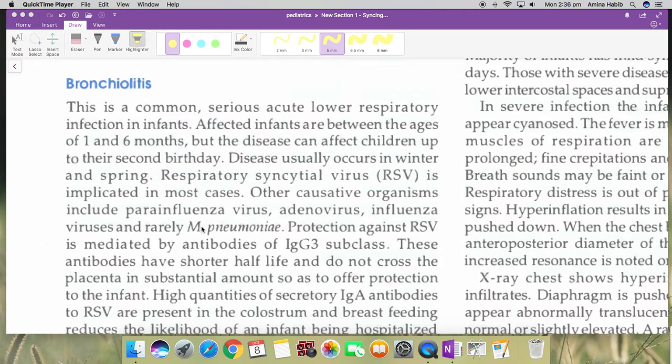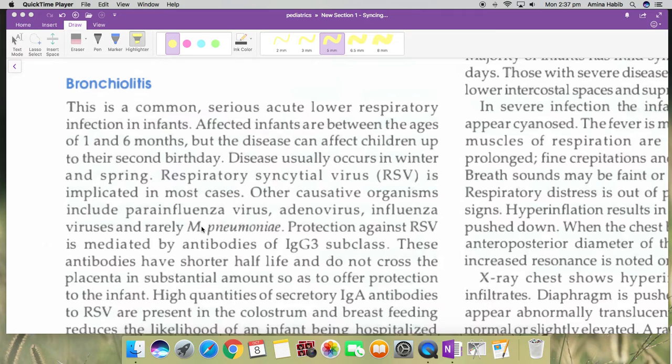The affected age is the first half of infancy, usually the age group of 1 to 6 months. But sometimes cases up to 2 years of age can be seen in the wards. The most common agent is RSV, respiratory syncytial virus, and otherwise there can be other viruses: influenza, parainfluenza, adenovirus, and sometimes mycoplasma also.